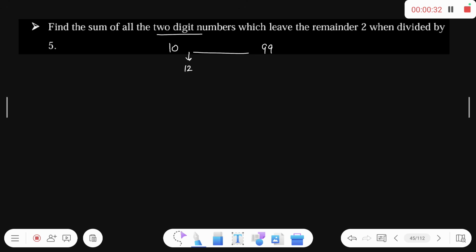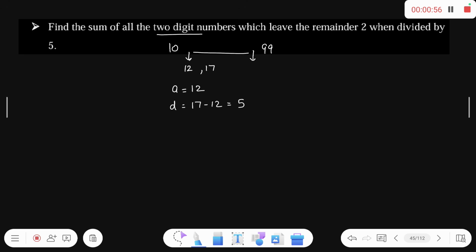Similarly, the next number is adding 5, because on dividing 15 you will say it is divisible by 5, but it should leave remainder 2, so the second number is 17. So this way you will get a is equal to 12 and d is equal to 17 minus 12, that is 5. You get the value of a and d.